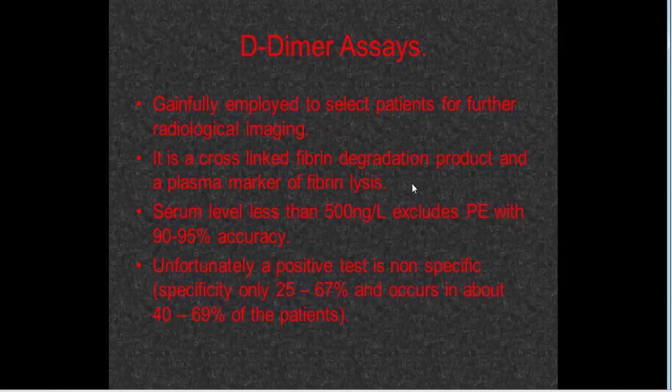D-dimer assay, gainfully employed to select patients for further radiological imaging. It's a cross-linked fibrin degradation product and the plasma marker of fibrin lysis. Serum level less than 500 excludes pulmonary embolism with 90 to 95% accuracy. Unfortunately, positive test is non-specific. Specificity only 25-67%, occurs in about 40 to 79% of patients. D-dimer assay is unreliable in presence of malignancy, sepsis, recent surgery, recent trauma.